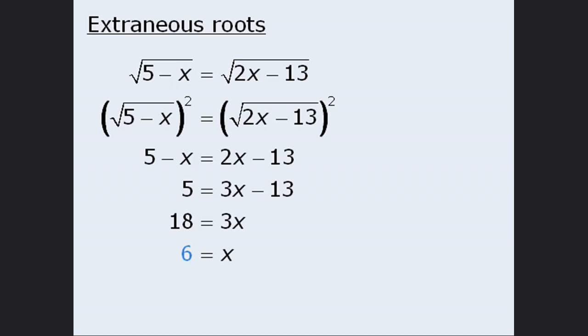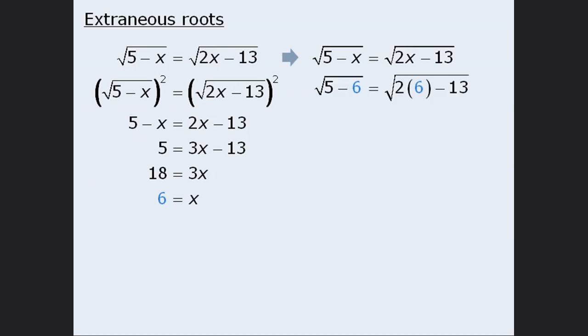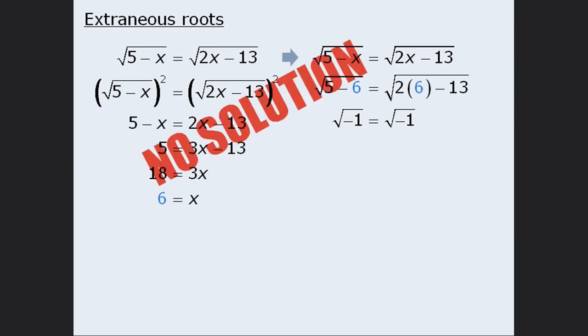At this point, we must check for extraneous roots. So we'll take the original equation here and plug 6 in for x. When we simplify both sides, we get the square root of negative 1 equals the square root of negative 1. Since the square root of negative 1 has no defined value, we cannot say that the left-hand side equals the right-hand side here. As such, x equals 6 is an extraneous root, which means there is no solution to this equation. Let's try another question.